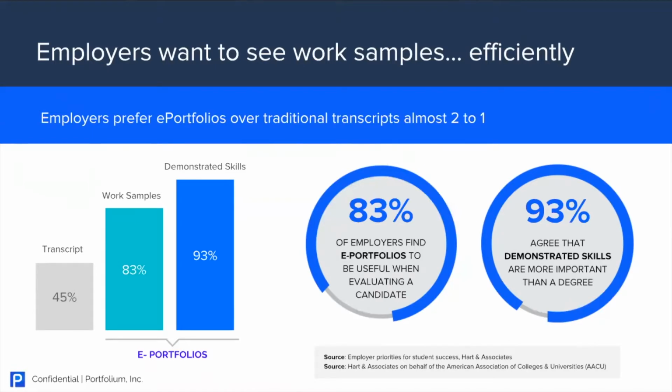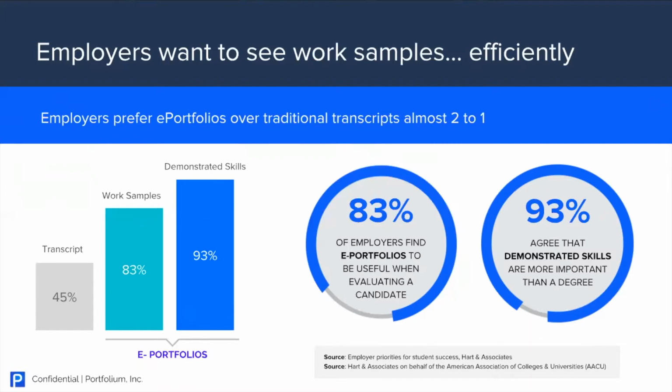And it makes sense. Think about it. Basically, it enables you to show employers coursework that you've done while you're on campus, extracurricular activities that you've participated in, maybe events that you've attended, or even volunteer organizations that you're part of, and show actual tangible proof of what you developed in all of those different scenarios. 93% of employers actually agree that those demonstrated skills are more important than a degree. Now, I always pause there. Don't get that wrong. It's not that a degree is not important.